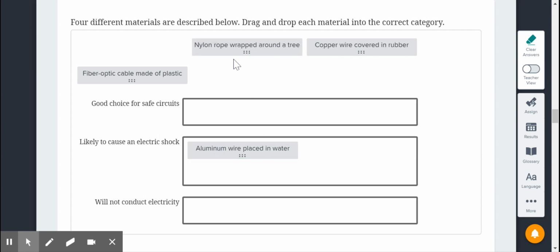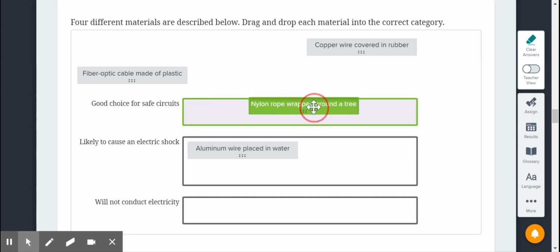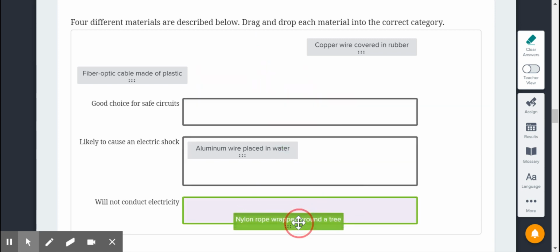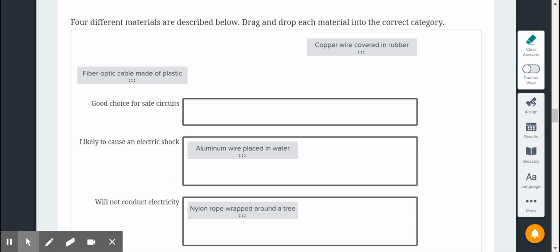What about a nylon rope wrapped around a tree? Think about nylon rope. Is a rope something that is a conductor or an insulator? You're right. A rope is an insulator. What about a tree? Is a tree a conductor or an insulator? Yeah, a tree is an insulator. So it's not going to conduct electricity, so it's not going to be safe or dangerous because it won't even conduct electricity.